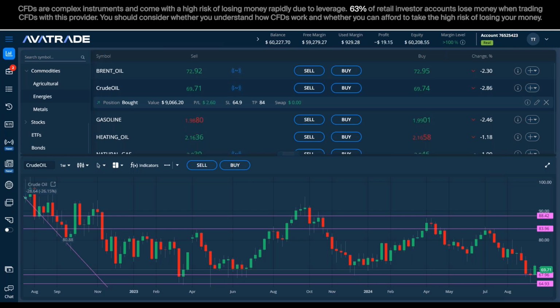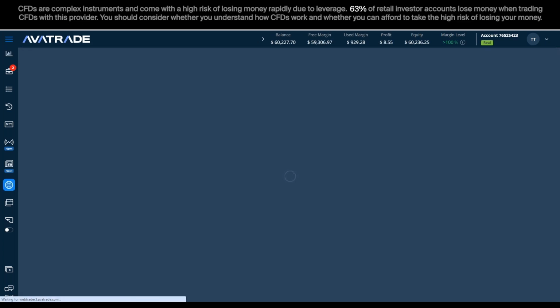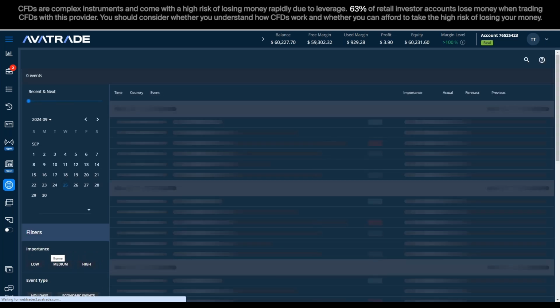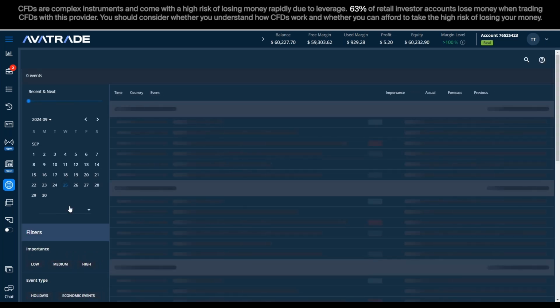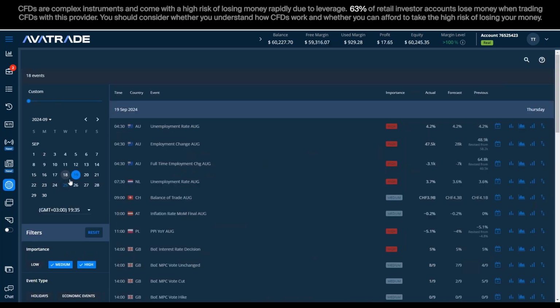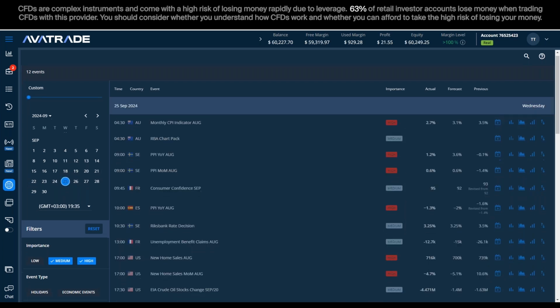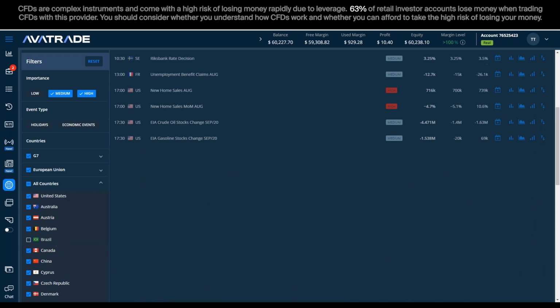Okay, there's a question on how do you look at different economic announcements, whether they're rate cuts or whatever they might be. Very simple. Go to the discovery section, go to the economic calendar. Within the economic calendar, you can pick the date that you want or date range. So if I want just today, I would click on the 25th, and I can pick which countries I want to include.